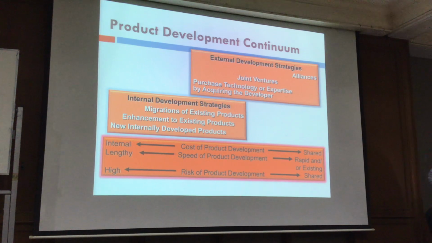You get to skip that by buying them or merging with them. So speed is much faster. And how about the risk? It's shared because you have the joint venture, you're making an alliance, something like that. But for the internal development, high risk. And for sure, if you succeed, you're gonna get high return as well. But right now, we see a lot of the external development strategy because this is faster.